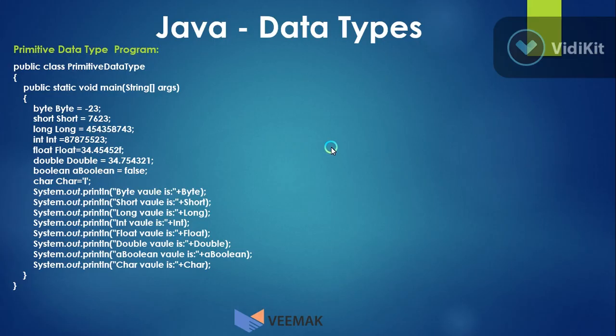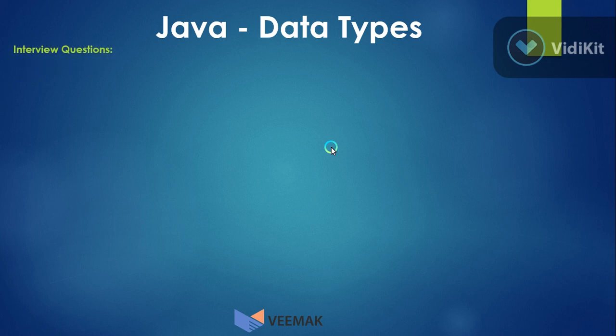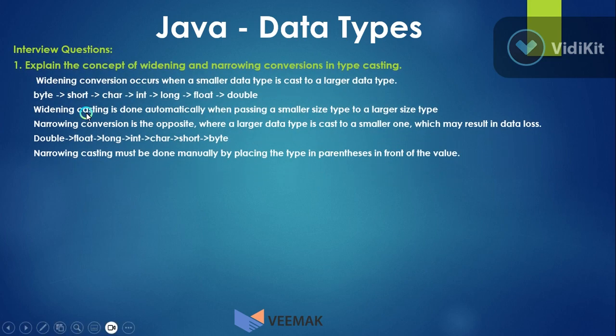Let's jump to the next interview question. Explain the concept of widening and narrowing conversions in data type casting. Widening conversion occurs when a smaller data type is cast to a larger data type: byte, short, char, int, long, float, double. Widening casting is done automatically when passing a smaller size type to a larger size type.